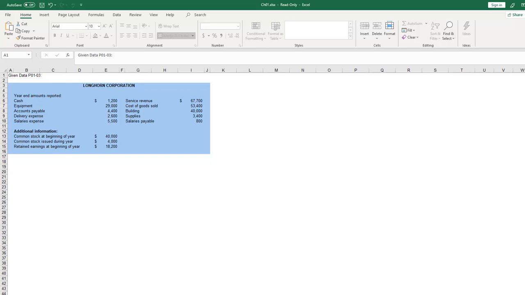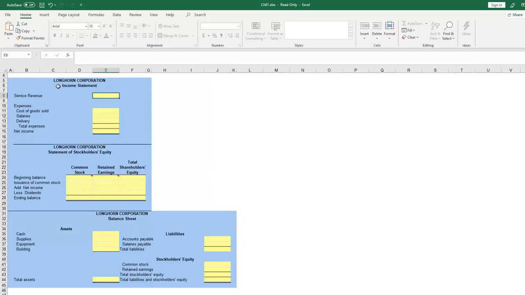Let's pop over here and look at what we've got. We've got the income statement, the statement of stockholders' equity, and the balance sheet. There's definitely an order that we're going to follow when we do financial statements. We're going to start with our income statement. That is going to give us our net income. Our net income is going to flow into our statement of stockholders' equity. And finally, our retained earnings balance is going to come over here and be in our balance sheet.